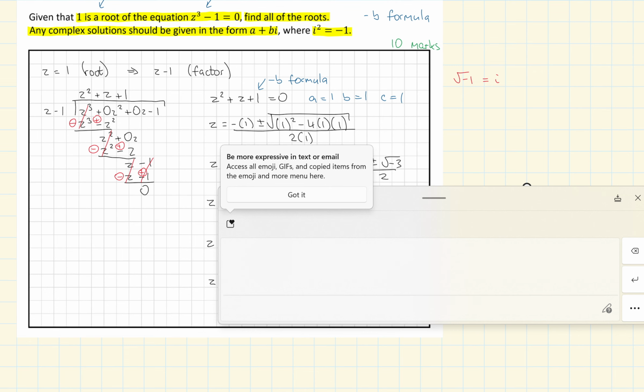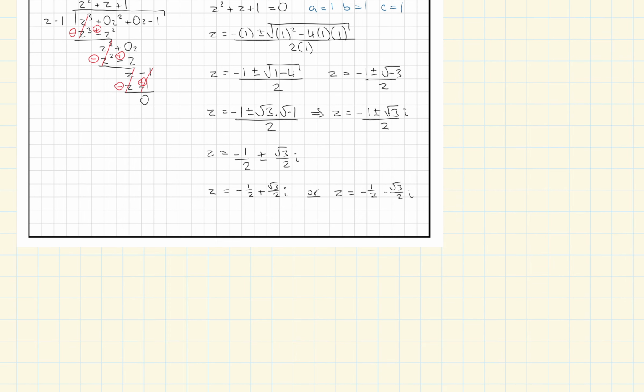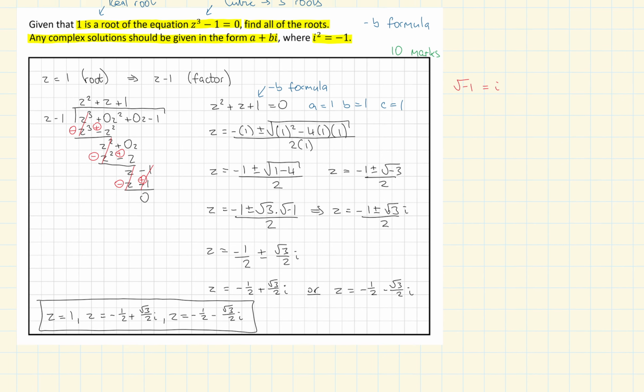Okay, so just back to the question. They had asked us to find all of the roots. So we have z equals 1, z equals minus a half plus root 3 over 2 i, and z equals minus a half minus root 3 over 2 i. And that's us done. We've answered that question.